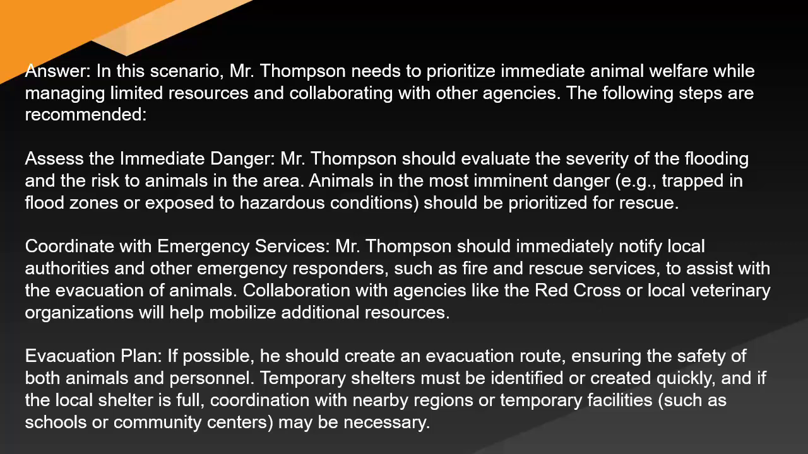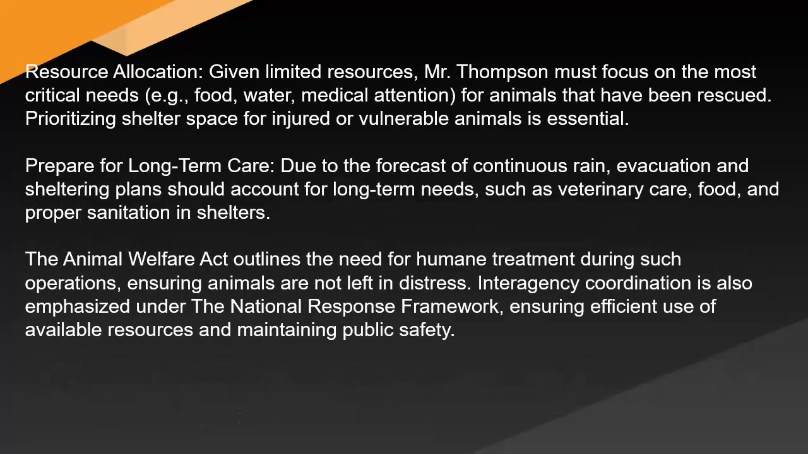Evacuation plan. If possible, he should create an evacuation route ensuring the safety of both animals and personnel. Temporary shelters must be identified or created quickly, and if the local shelter is full, coordination with nearby regions or temporary facilities, such as schools or community centers, may be necessary. Resource allocation. Given limited resources, Mr. Thompson must focus on the most critical needs, e.g., food, water, medical attention for animals that have been rescued. Prioritizing shelter space for injured or vulnerable animals is essential.